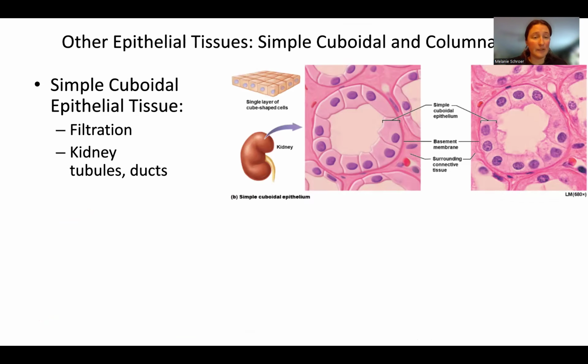Simple cuboidal epithelial tissues. Cuboidal cells are thicker, they have more cytoplasm, so there's more space for organelles and all the things that organelles do. Cuboidal cells are great at filtering. They're also great at secreting stuff.